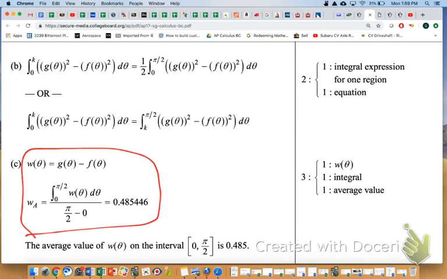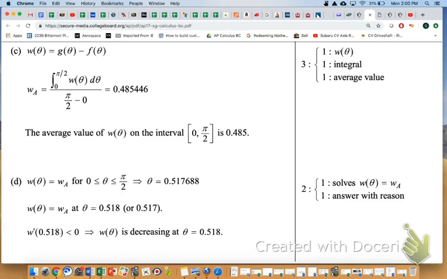Other thoughts, other questions? Okay, so then I'll show you D also here. So D is there. You set W of theta equal to what you just found in C. Solve that with your calculator. Calculate W prime at that angle.